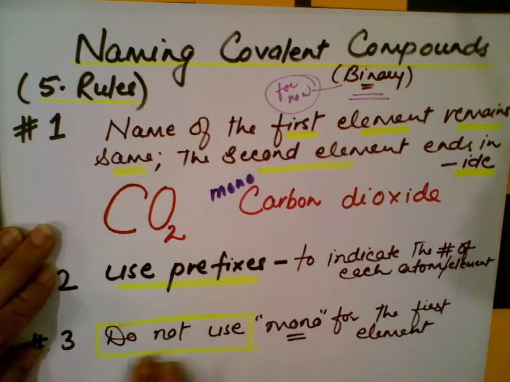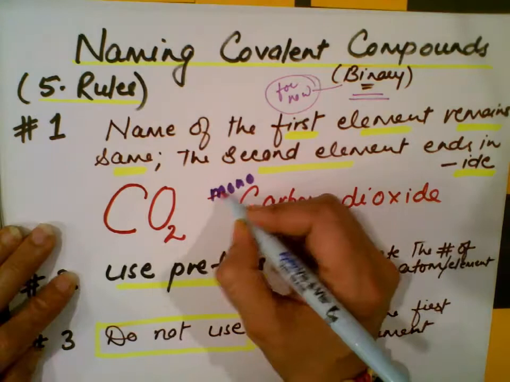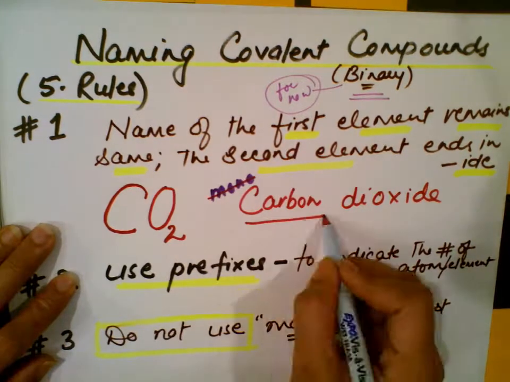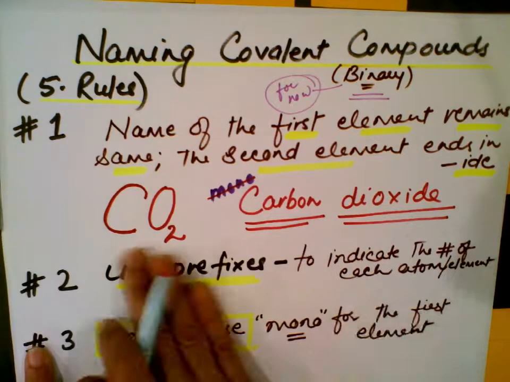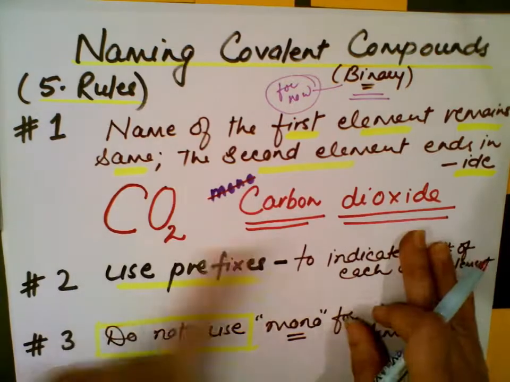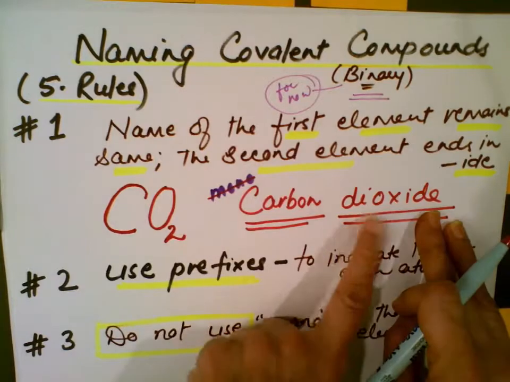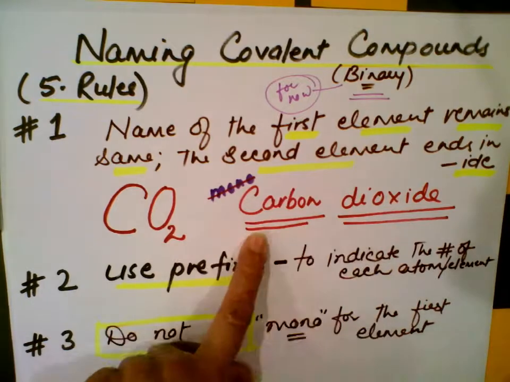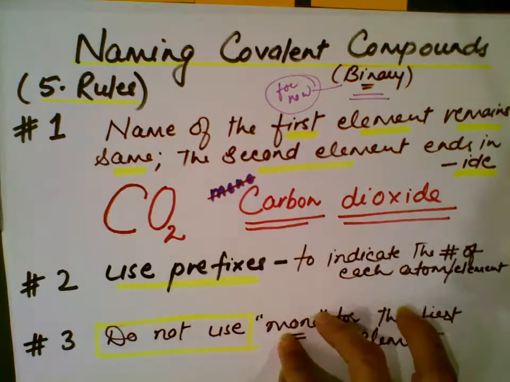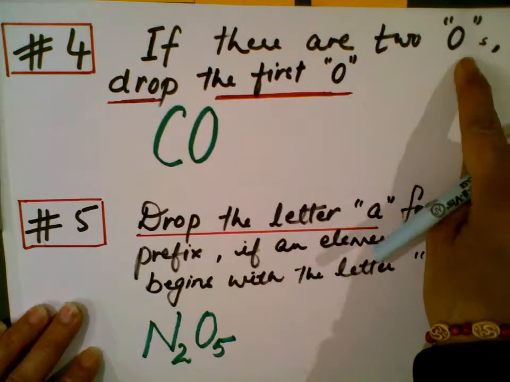But then rule number 3 says do not use mono for the first element. So what are we going to do? We are going to cross out this mono. And this is only carbon dioxide. So these 3 rules are shown in the name of this compound, carbon dioxide. Just remember, if the second element is only 1, then you will use mono for the second one, but you do not use mono for the first one. Okay, guys?